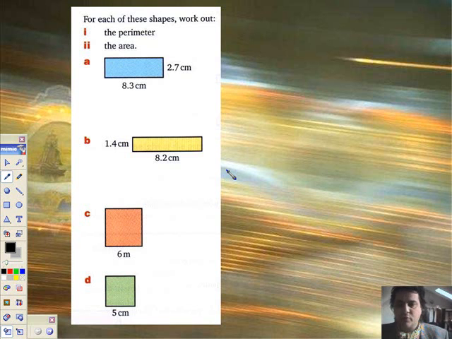Section 5.1, the perimeter and area of a rectangle. Very straightforward stuff, grade F only. The question I've got, there's question 6 on the screen. For each of these shapes, work out the perimeter and the area. So there's 2 things for each one. I may not do all of them. Let's look at the first one.